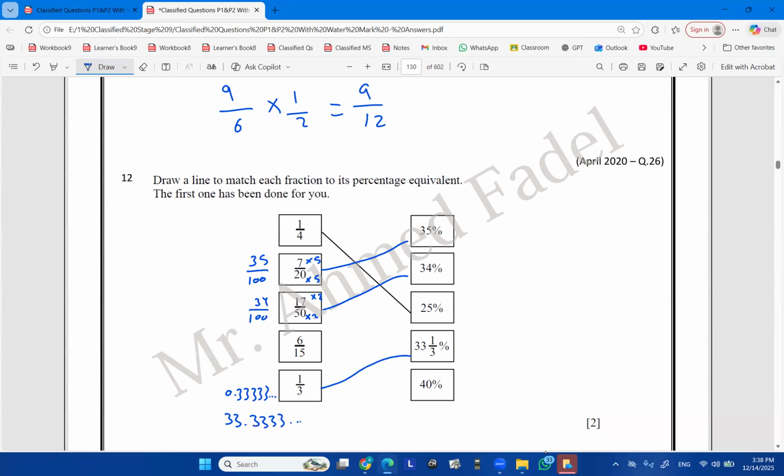6 over 15 is going to become the 40%. Now, Mister, how can I know it? Simplify. Dividing by 3 is going to become 2 over 5. 2 over 5, which is what? Which is 0.4 as a decimal, which is 40%.